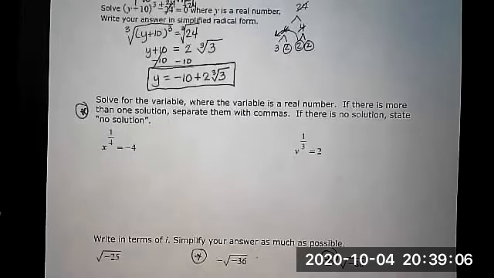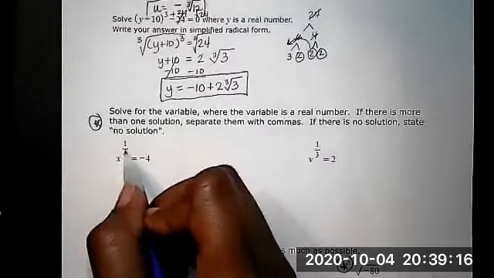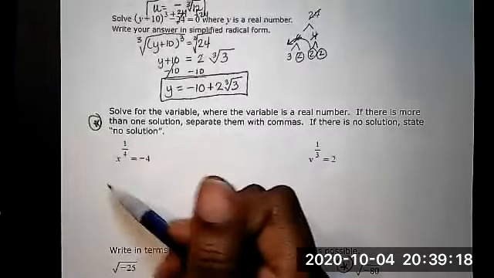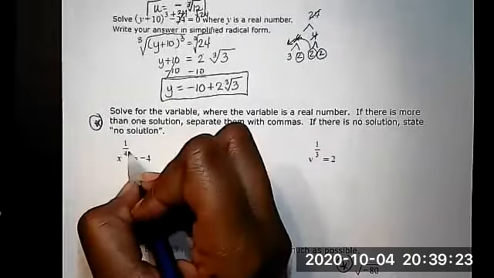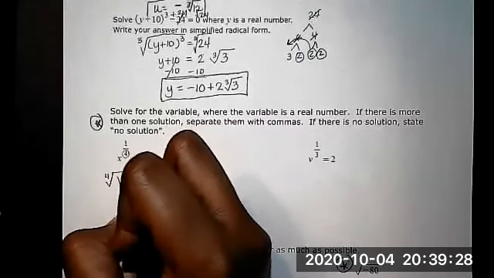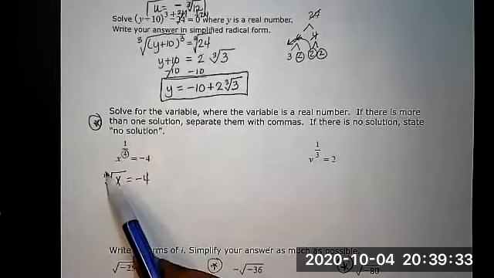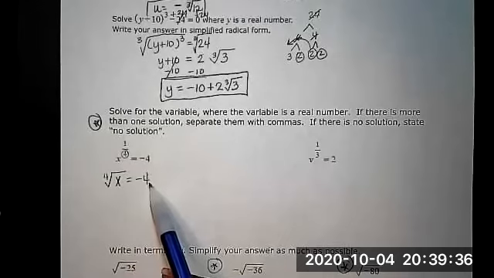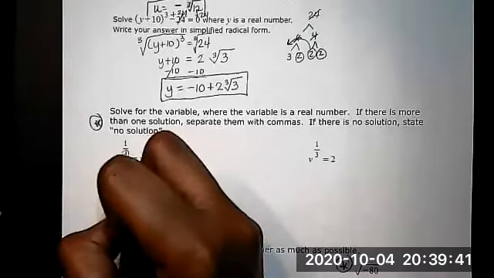All right, next. Solve for the variable where the variable is a real number. If there is more than one solution, separate them with commas. If there is no solution, say no solution. In this situation, believe it or not, I would change this into radical form so that we can solve it. So this is the fourth root of x to the 1 equals negative 4. If you have an even root, it cannot equal a negative number. This one's no solution.